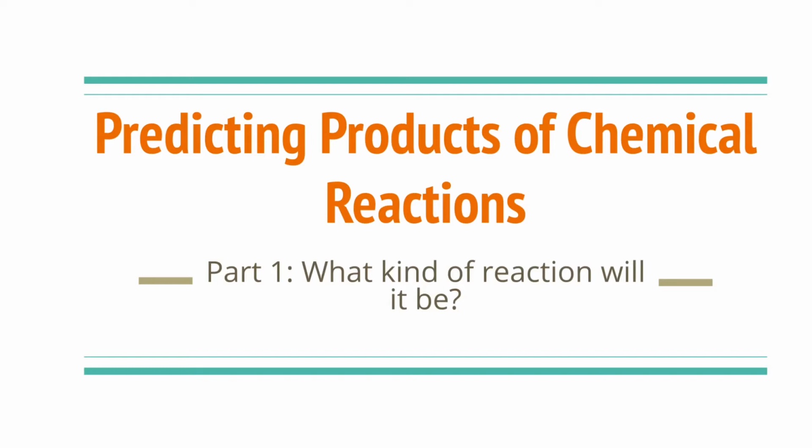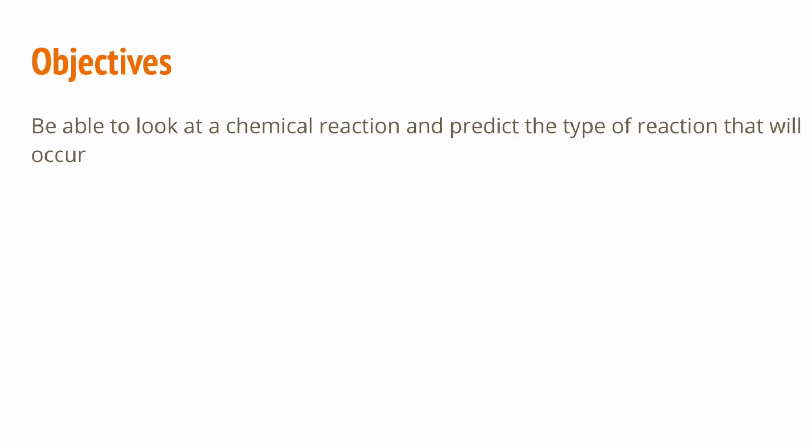Hey everybody, over the next couple of lessons we're going to learn how to predict the products of chemical reactions. In this lesson, which is part 1 of the two-part series, we're going to work a little bit more with classifying the types of chemical reactions that are occurring. So after this lesson, we should all be able to look at a chemical reaction and predict the type of reaction that is going to occur.